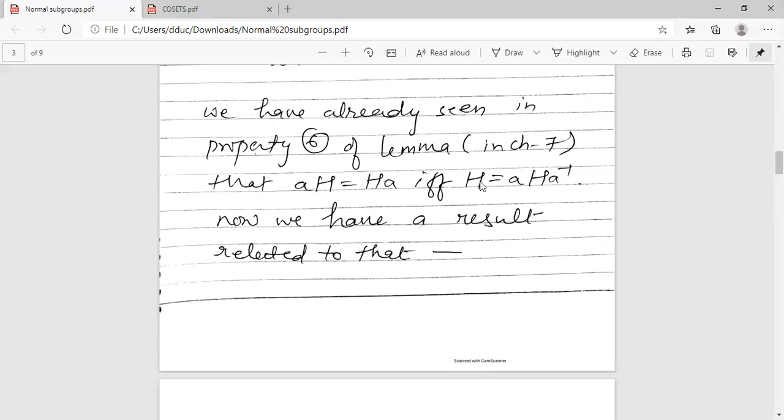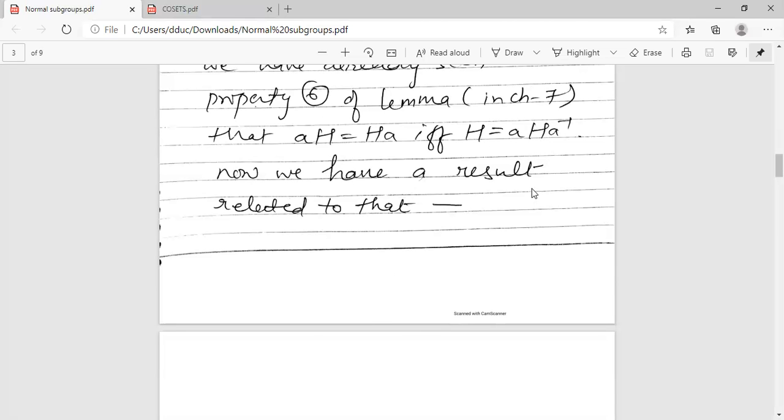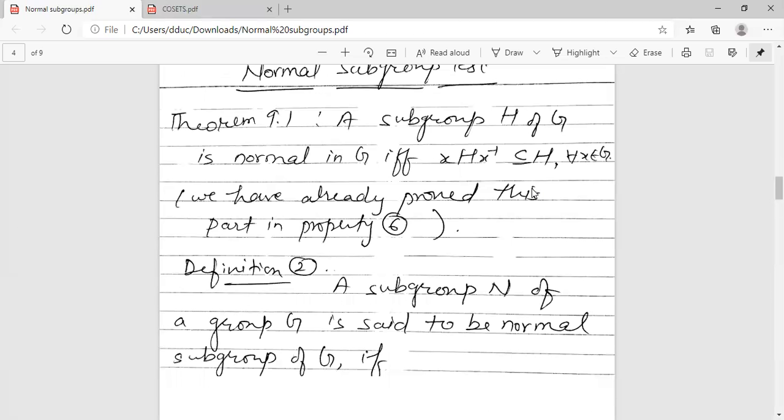So H will be a normal subgroup if H is equal to AHA inverse. Because for a subgroup to be normal, we are saying that AH should be equal to HA, and here we are saying in the property that AH is equal to HA if and only if H is equal to AHA inverse. So if this condition is satisfied, H is equal to AHA inverse, then that H will be a normal subgroup.